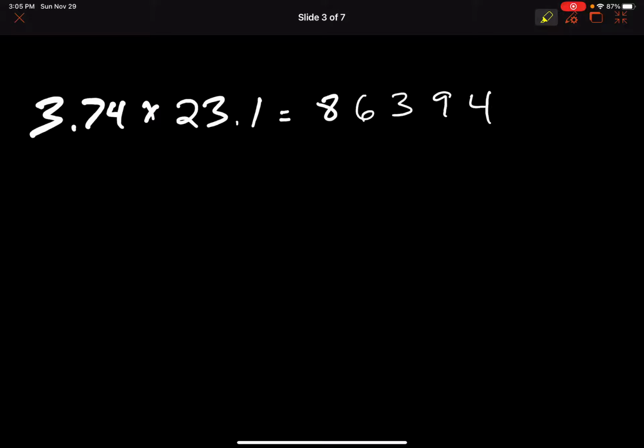Okay, so if I have 3.74 and 23.1, and I'm looking to find where the decimal point goes here, rounding is going to help me. So where can I place the decimal point so that the number is closest? So I would go 4 times 23, right, and that is 92. So that would put me right in here.